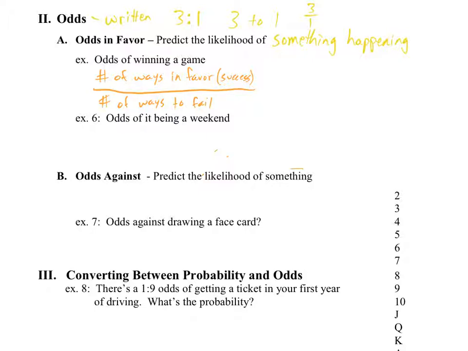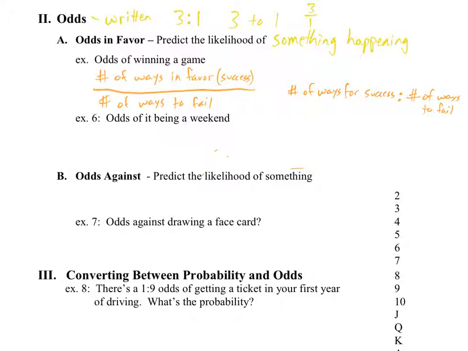So if we're looking at that, we had said you could write it as a fraction like this up here, or you could write it as one of these ratios. Well, if you write it as a ratio, it's just the numerator, number of ways for success, then the colon, then the number of ways to fail. And that, to me, doesn't feel real clear yet, but if we look at example 6, that'll make it a whole lot easier. So what's the odds of it being a weekend?